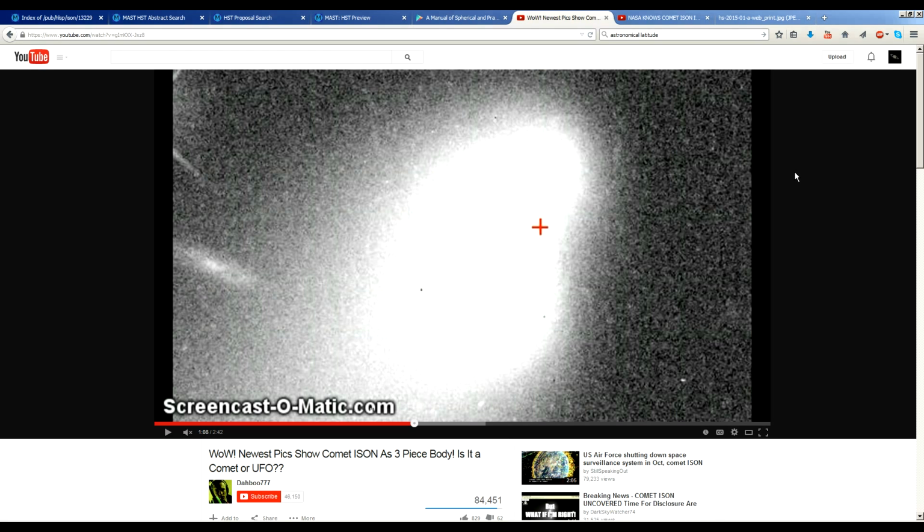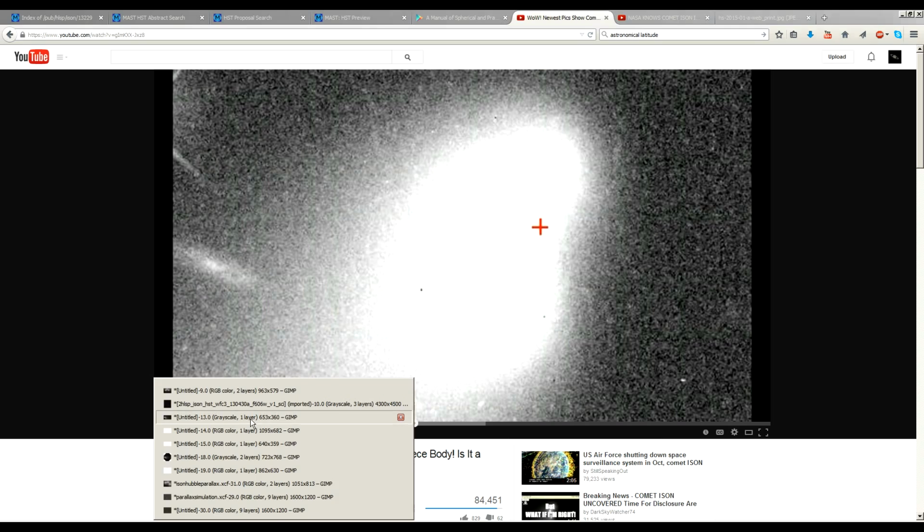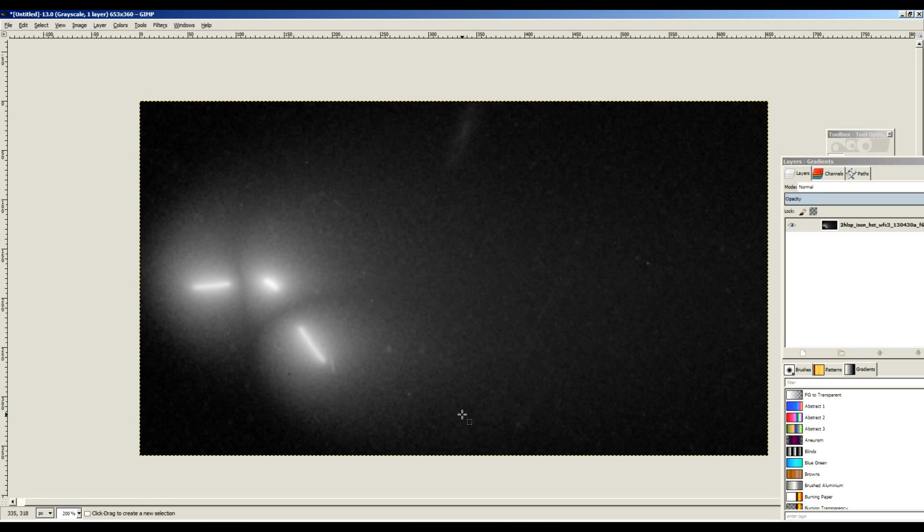But in truth, if you pull it up in a proper program and process the images into 8-bit images properly, you do see what is being hidden there. Nothing's really being hidden there. It's all there in the data. You just have to know how to handle it. So there's what appear to be 3 objects there where ISON is.